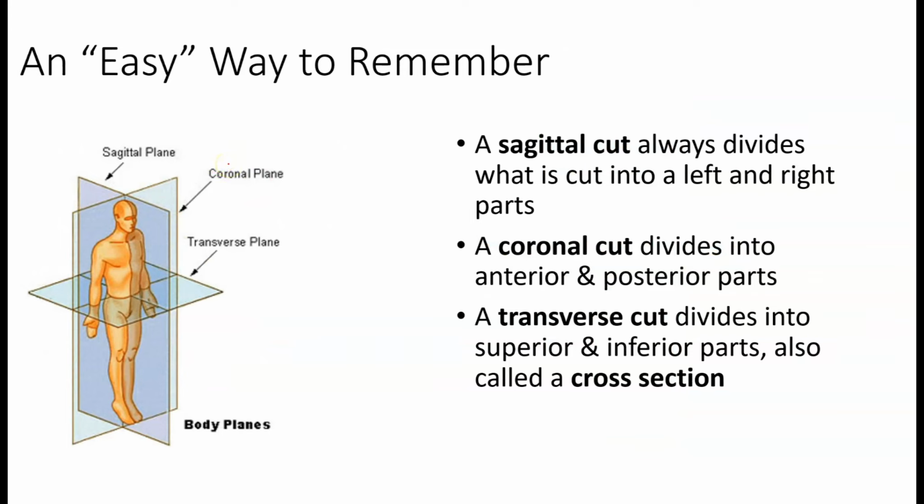Now, this doesn't have to be just the body. You could be working on a stomach or a heart, and you can still cut these into different planes. Probably the easy way to remember is that a sagittal cut will always divide you into left and right parts. And again, if you're doing a heart, you can make a sagittal cut through the heart, putting it into left and right. A coronal plane divides the body or the part into an anterior and a posterior part, while a transverse cut, also known as a cross section, divides into superior and inferior parts.